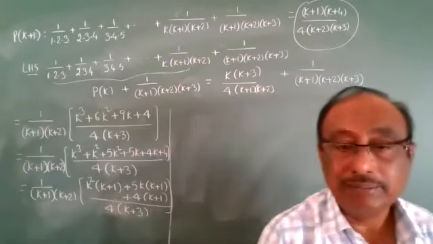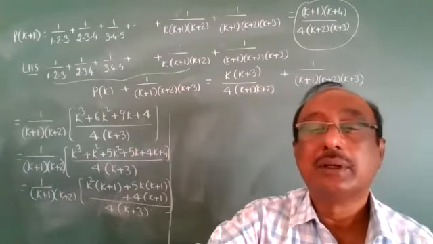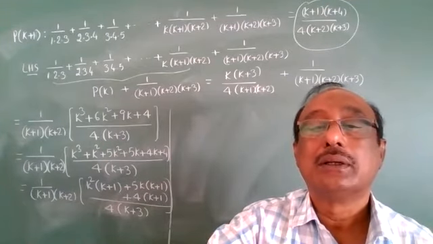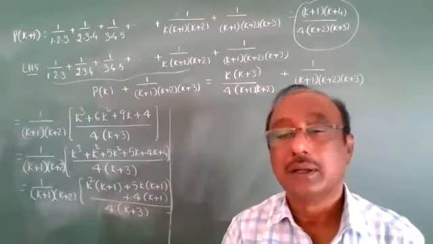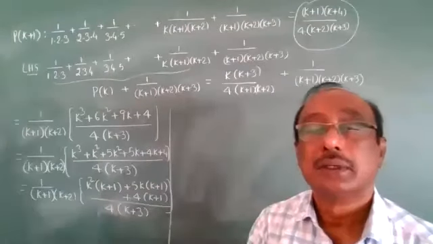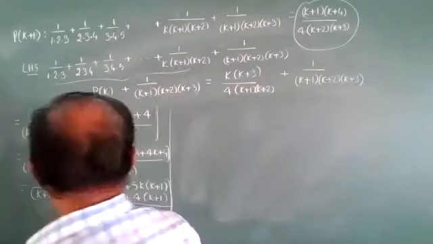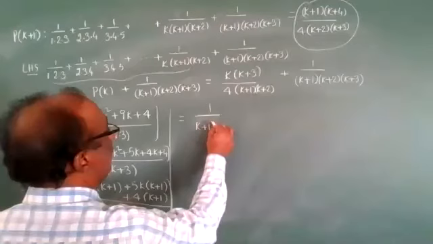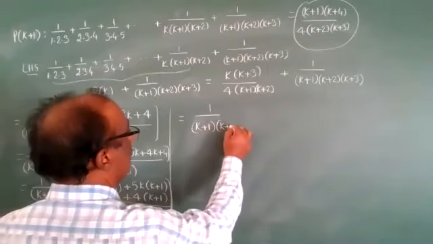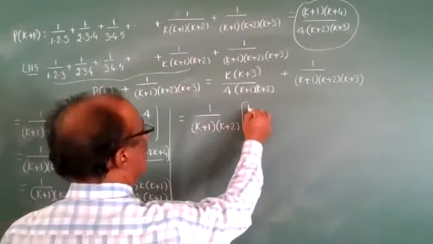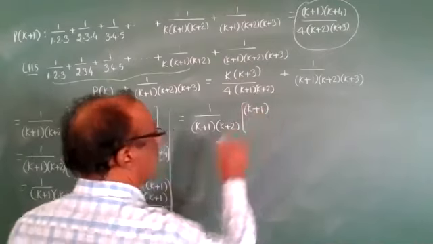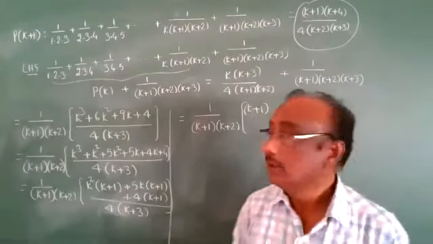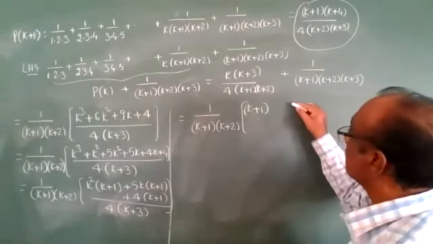K plus 1 is take common. K plus 1 take common and simplify. 1 by k plus 1 into k plus 2. K plus 1 is common. So it is becoming clear. Okay, k plus 1 is common.